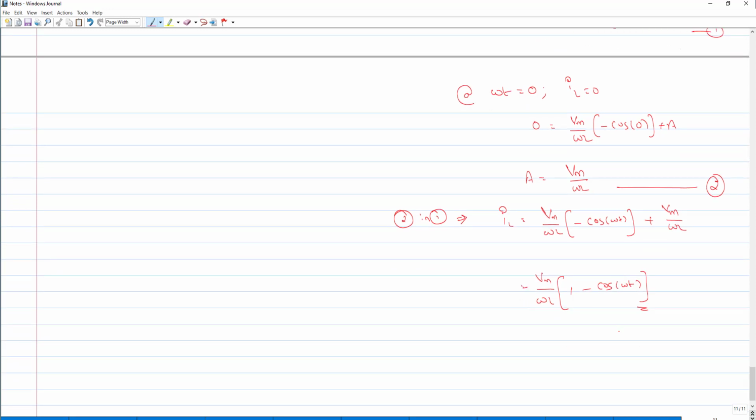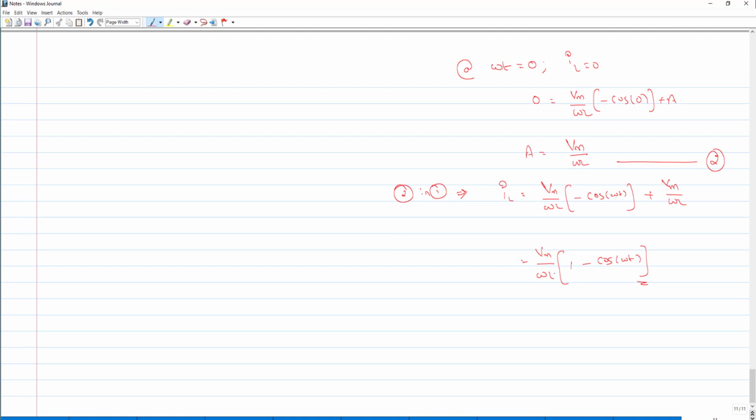Now we want to see where the output current is maximum. What is the value of the output current we wanted to see? That is very simple. When omega t is equal to pi, cos becomes minus 1, and minus 1 becomes plus. So this will be the maximum value. The maximum value of the current is seen at omega t equal to pi. So Vm by omega L times 1 minus cos of pi.